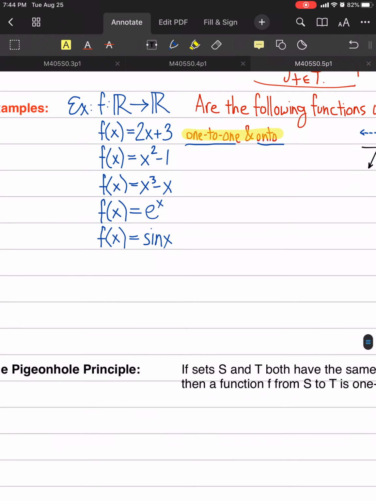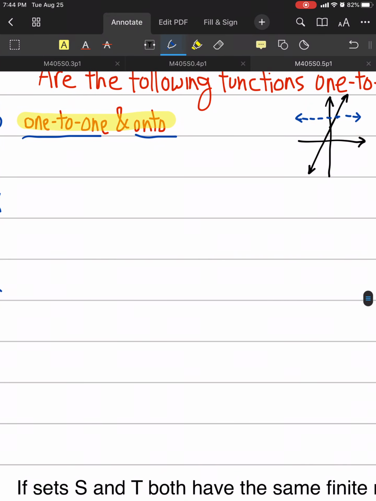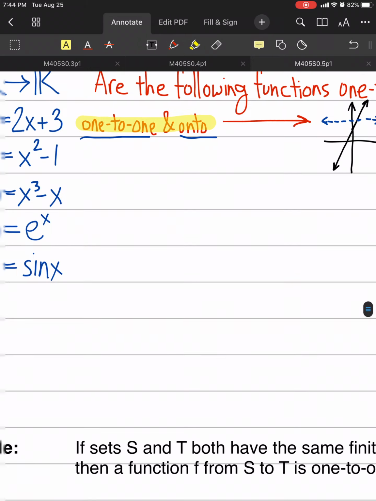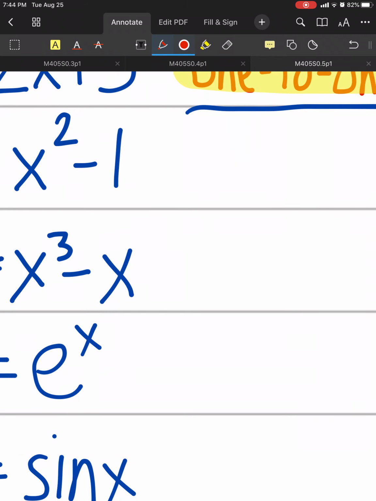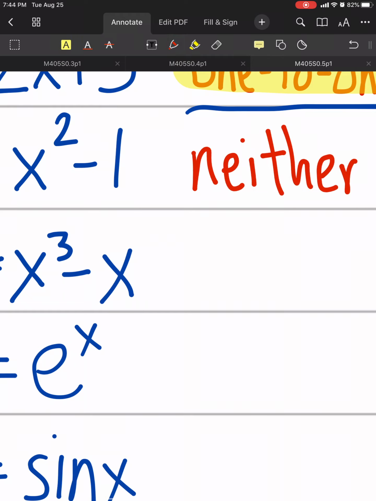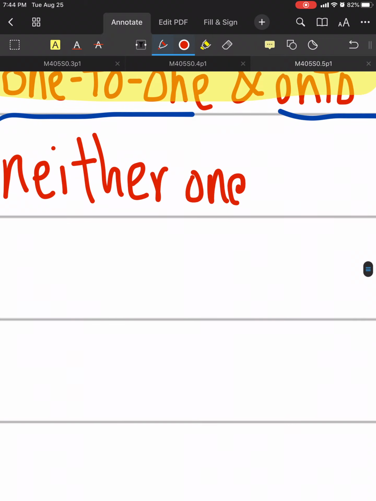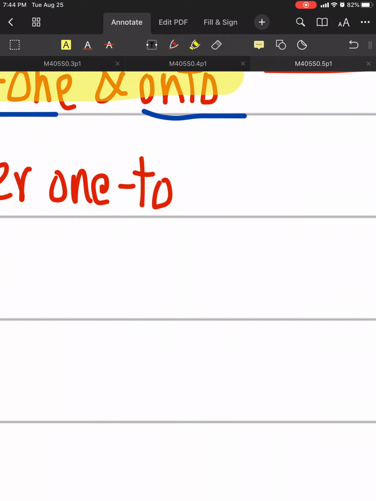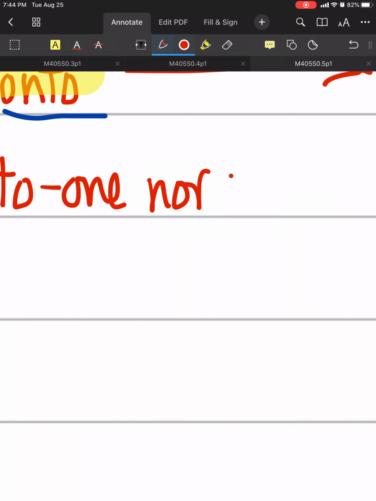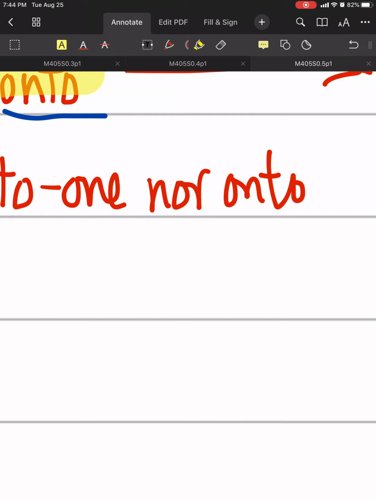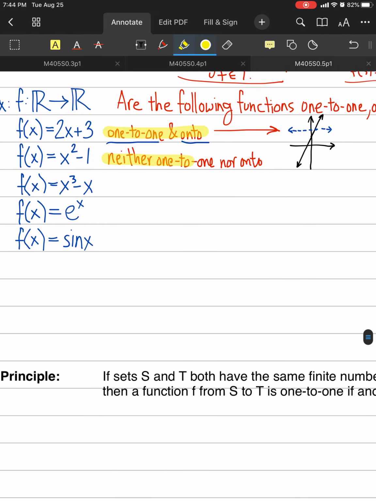Okay. The next one, f of x equals x squared minus 1. Let me actually try and draw little arrows to which graph I want, because they won't fit the way I might like them to. You can think about this in the line test as well. Here we get a function that is neither one-to-one nor onto. Okay, so that is what x squared minus 1 is like.